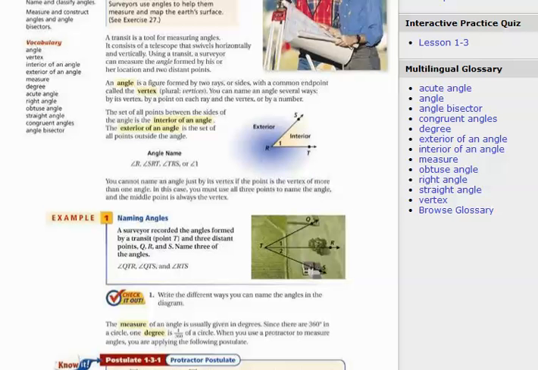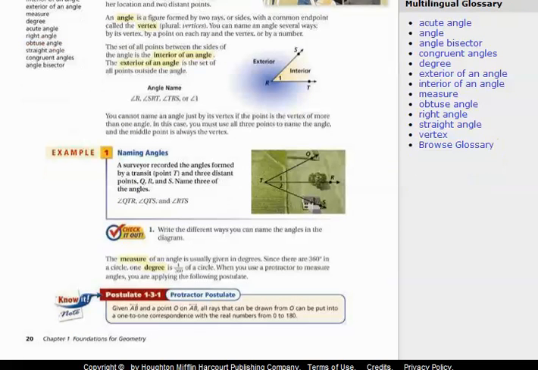Okay, another example that goes along with that. When we measure it, the measure of an angle is usually given in degrees. We'll talk about some other ways we can measure angles, but typically for now, we want to talk about degrees. Since there are 360 degrees in a circle, 1 degree is 1/360th of a circle. So it's pretty small actually. When you use a protractor, you're measuring angles.